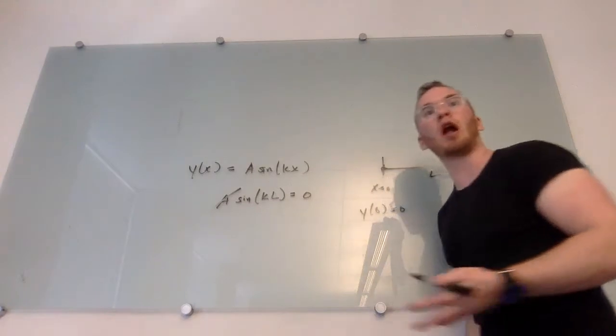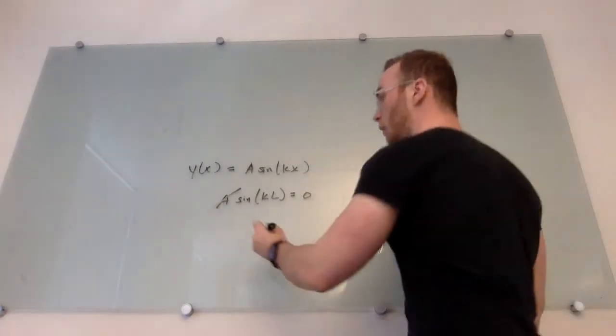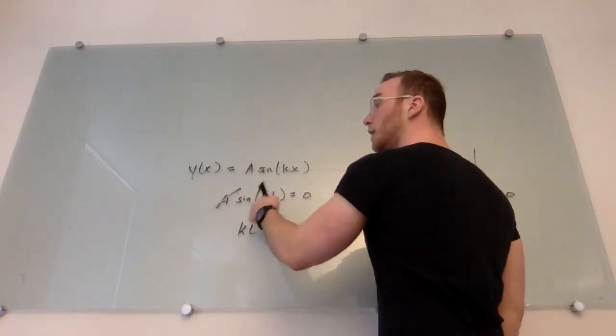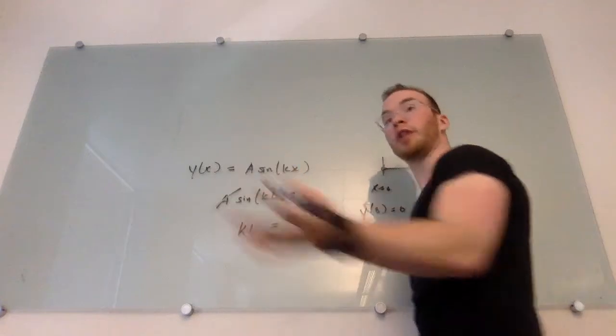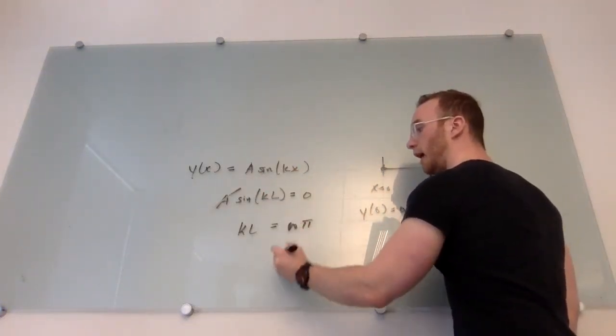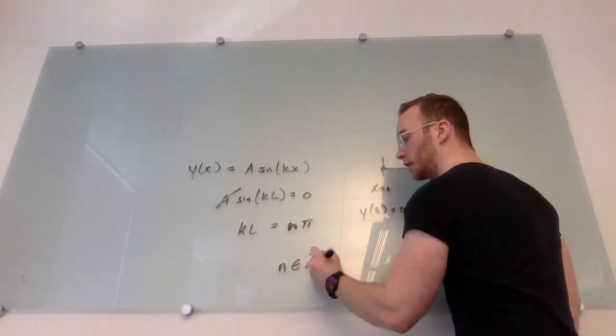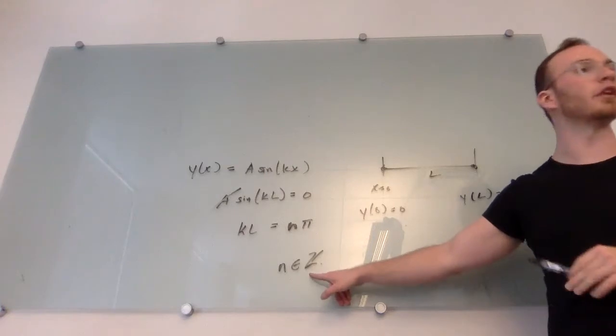Now, sine of things are not usually 0, right? Only sines of specific things are 0. And so we know that KL must be one of the things that sine of it is 0. And we can actually write all of the things that sine of it is 0 in this form, n pi, for n is an integer. It means it's an element of the set of integers.